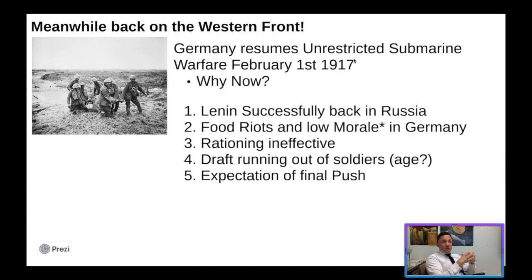So they're running out of food and they're running out of supplies, right? So they're going to resume unrestricted submarine warfare to, again, try to strike a death blow. Rationing is becoming very ineffective. They are drafting soldiers in Germany as low as the age of 15 because they're beginning to run out of soldiers. And they're expecting to try to make a very final push, right?